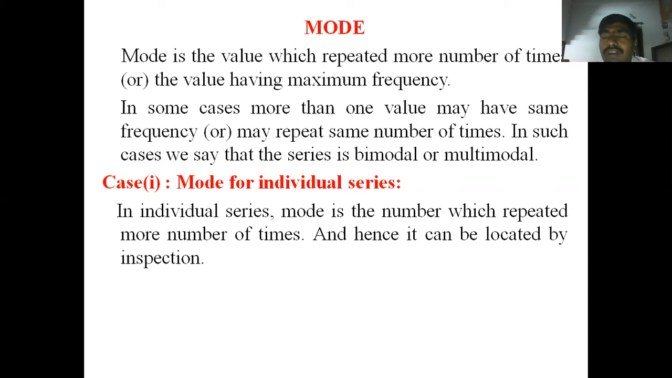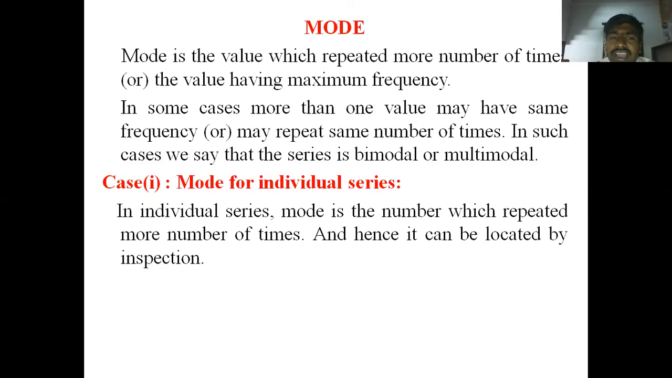But how do we calculate this? Mode is the value which is repeated more number of times, or the value having maximum frequency. Frequency is nothing but the number of times it is repeated. That means whichever number is repeated more number of times becomes the mode. Now, if two numbers are repeated more number of times, then that type of mode is called bimodal.